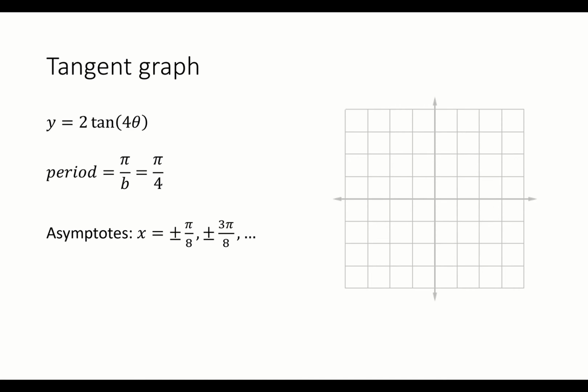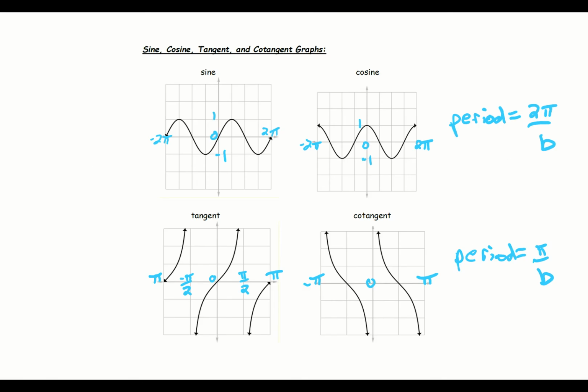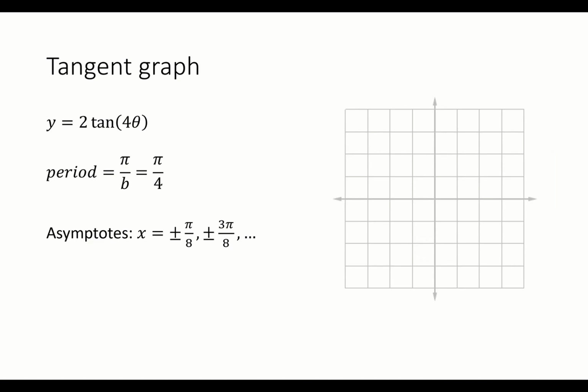So first, let's take a look at this tangent function. Let's graph y equals 2 tangent of 4 theta. So the first thing I'm going to do is pop back here and sneak a peek at the tangent function. My lead coefficient here for y equals 2 tan of 4 theta is positive. So I'm just going to draw what looks like a parent tangent function. There's the origin. It's increasing.